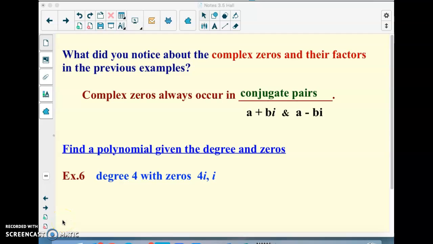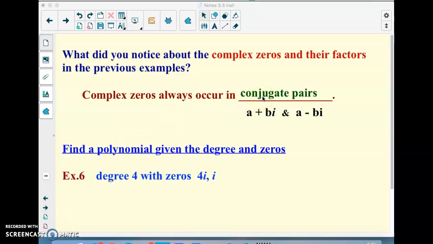In the final example, example 6, what we're going to now look at is if we can find the polynomial now given the zeros. So what did you notice about the complex zeros and their factors in the previous examples? No matter what, when you have an imaginary, you'd always have its counterpart, its negative. So you always have the conjugate pairs.